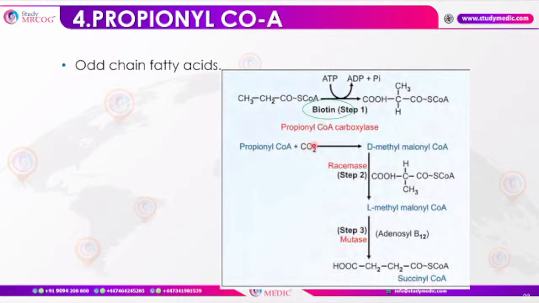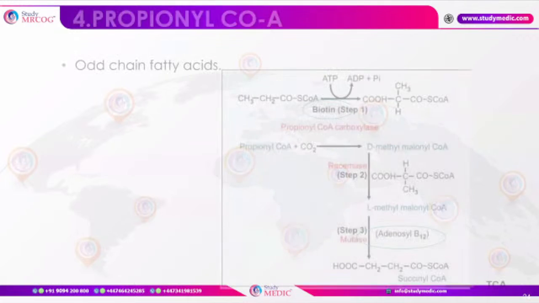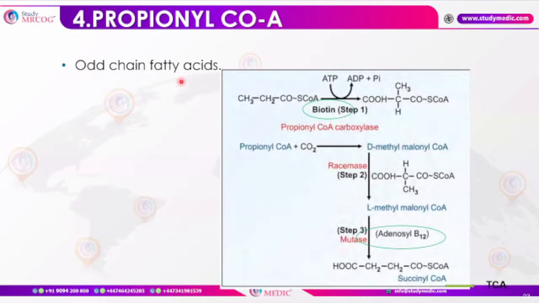So how does it happen? Propionyl-CoA with the help of carbon dioxide and biotin will form methylmalonyl-CoA, and then methylmalonyl-CoA to form succinyl-CoA. Now succinyl-CoA is the intermediate of the TCA cycle. So that will form oxaloacetate, oxaloacetate to pyruvate, pyruvate to phosphoenolpyruvate, and then the glucose. So that is the way how glucose can form even from the odd chain fatty acid, that is propionyl-CoA.